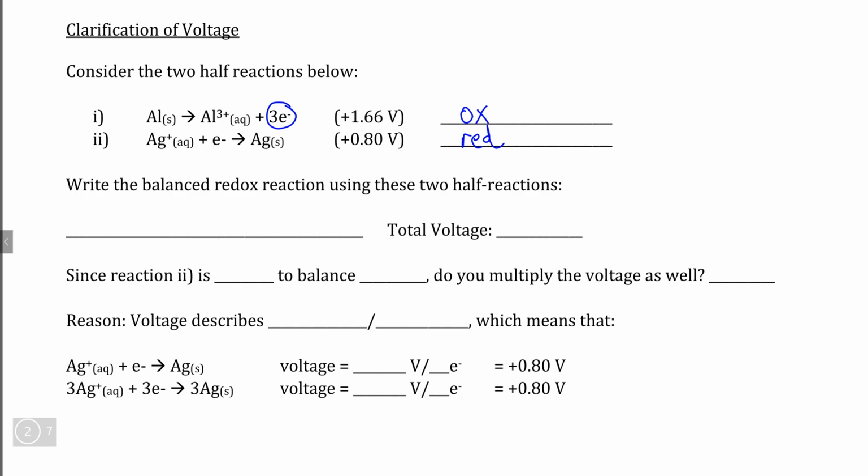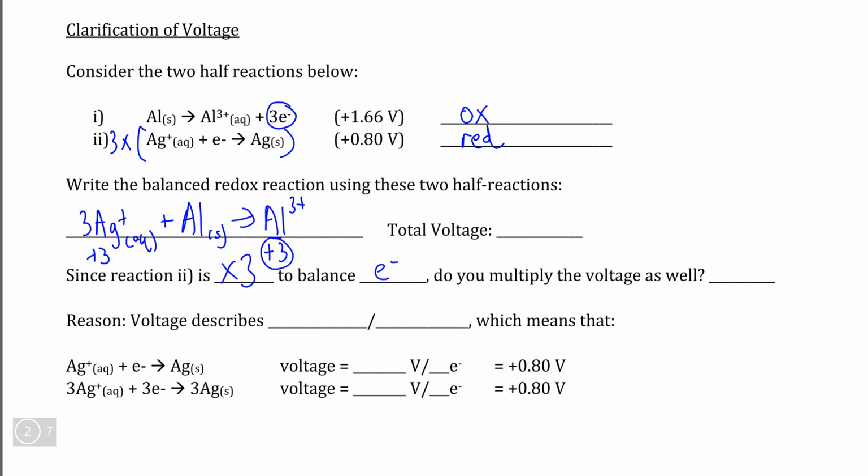Now, if we want to add these 2 reactions together, we can see that the total number of electrons is not the same in the reactants and the products, which means that we need to take reaction 2 and multiply it by 3 in order to balance these electrons here. Because if we do this, now we have 3 silver ions in the reactants, and when this is reacted with aluminum metal, it becomes Al3+, meaning that we have a charge of positive 3 in both the reactants and the products, so our charge has balanced out.